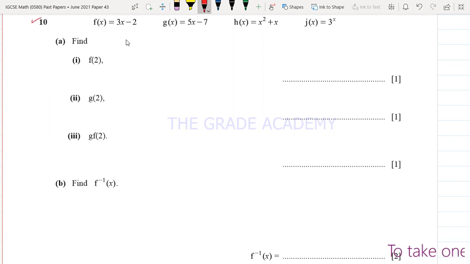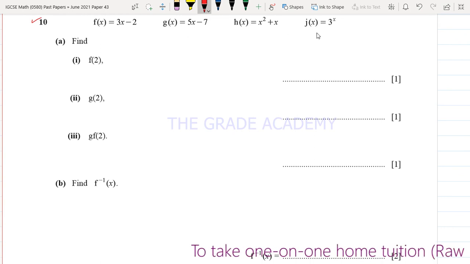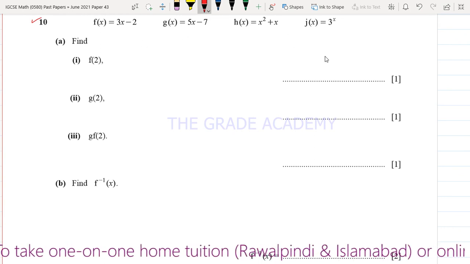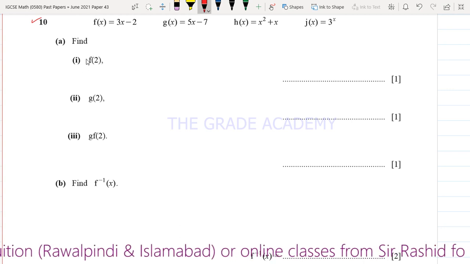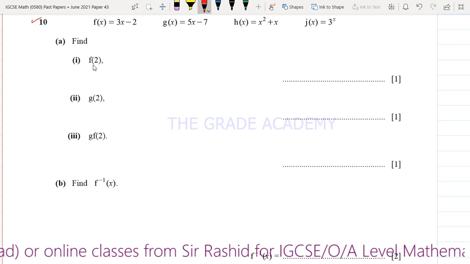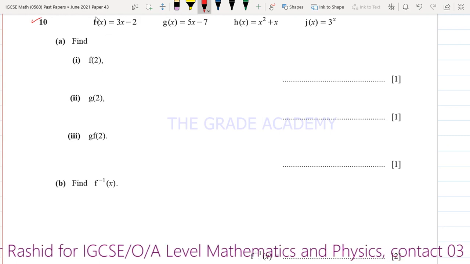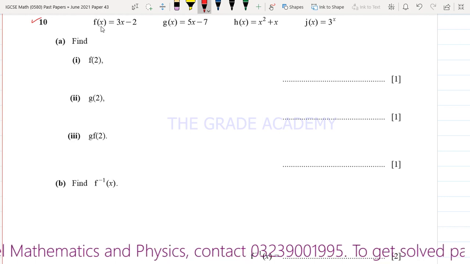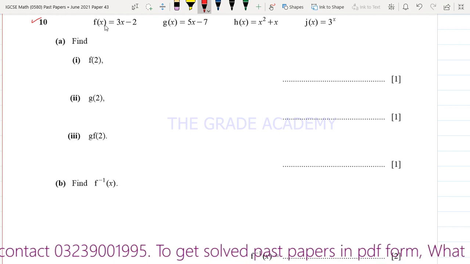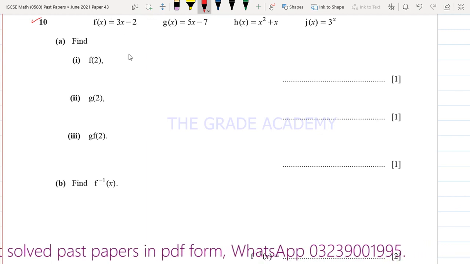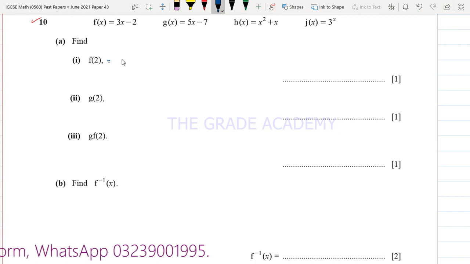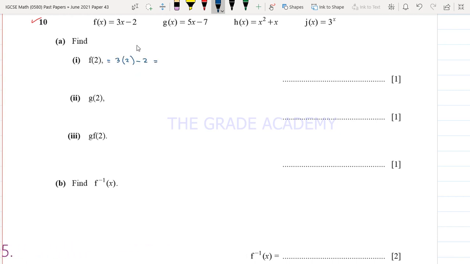So here we are given different functions, f of x, g of x, h of x, and j of x. We are given four functions, and we have to find first of all f of 2. So f of 2 means that we have to evaluate the function f at x is equal to 2. So we have to replace the value x by 2 in this function. So f of 2 will be equal to 3 times 2 minus 2. So we get 6 minus 2, which is equal to 4. So f of 2 is 4.